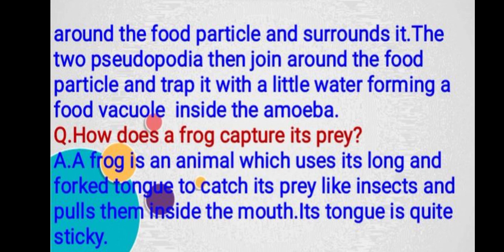Next question is, how does a frog capture its prey? Children, you must have seen a frog. A frog is an animal which uses its long and forked tongue to catch its prey like insects and pulls them inside its mouth. Its tongue is fairly long and quite sticky in nature.